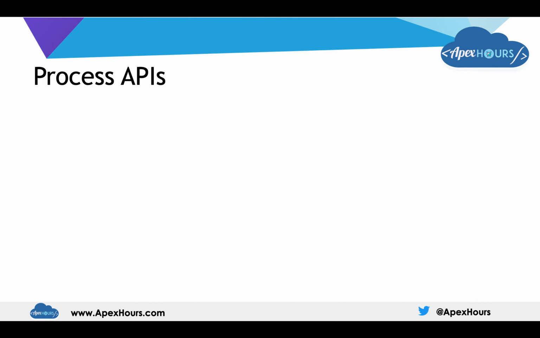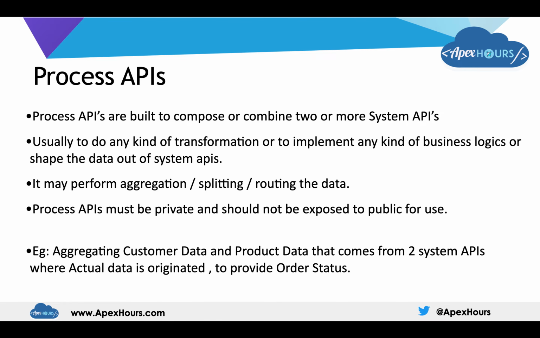Now coming to the next layer, it's very simple. If you understand in an easier manner, it will be easy for you. And process APIs. So what are process APIs? These process APIs are built to compose or combine two or more system APIs. So what does a process API contain? You are just calling the system APIs, but you will never have direct access to the systems like Salesforce or a database, because we already have our system APIs developed on top of those Salesforce or database or anything.